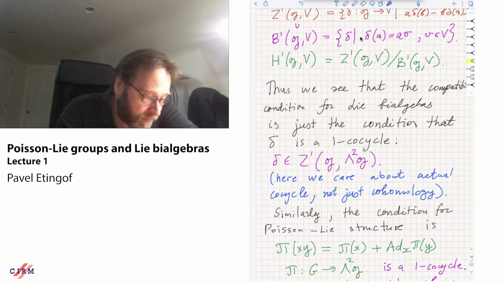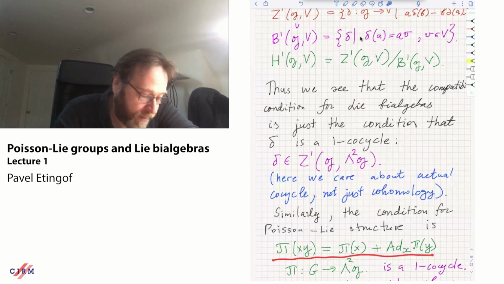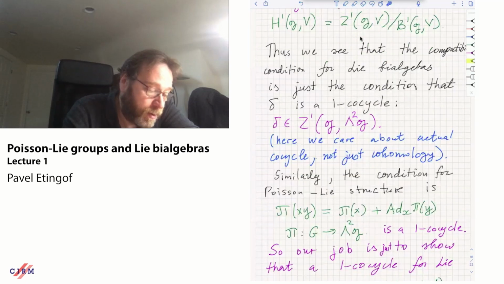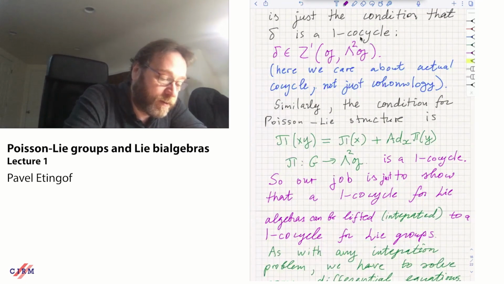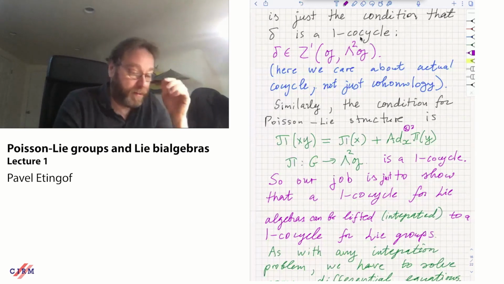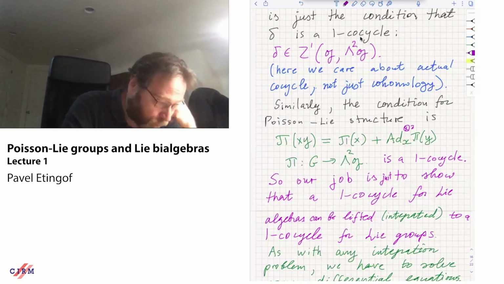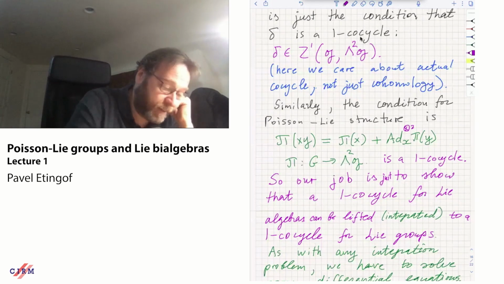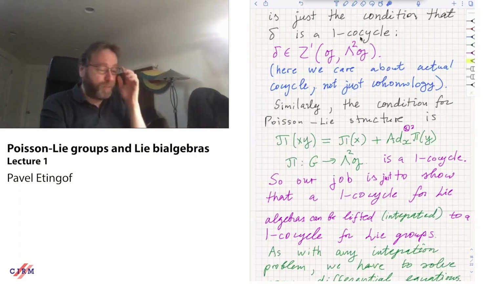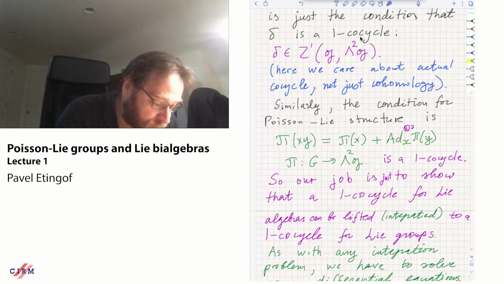And similarly, the condition that pi defines a Poisson-Lie structure is, I recall, pi of xy equals pi of x plus adjoint of x times pi of y, or adjoint of x squared, if you like. So this says exactly the same thing, but for groups, that pi is a one cocycle. So our job is to show that a one cocycle for Lie algebras can be lifted, or integrated, to a one cocycle for Lie groups.